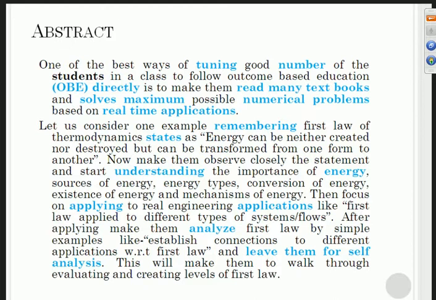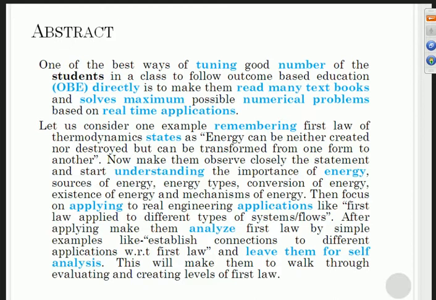Let us consider one example, say first law of thermodynamics. Recollecting the statement, that is remembering the statement, it is nothing but energy can be neither created nor destroyed, but can be transformed from one form to another. If we teach this statement to the students, definitely they will try to remember it and reproduce it. With that, we can't achieve the OBE.